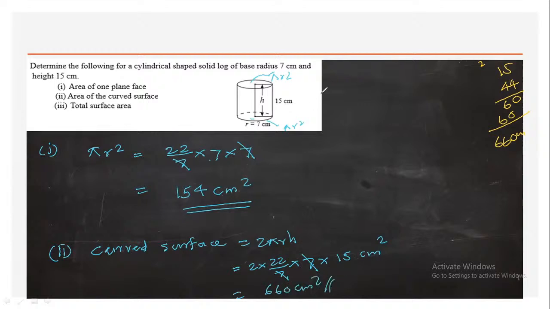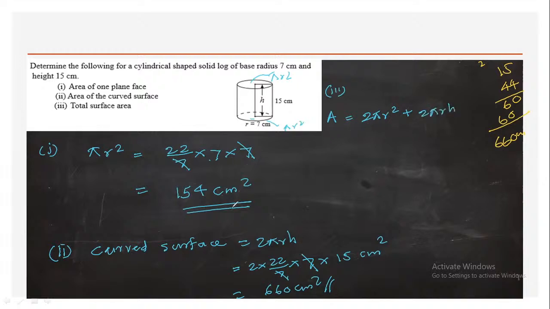Total surface area. What is the total surface area? Then it means solid log, no? So here we have to take the base as well as the upper part. This is a solid, and the curved surface. Then this all together. Then total surface area equals 2 pi r squared plus 2 pi r h.